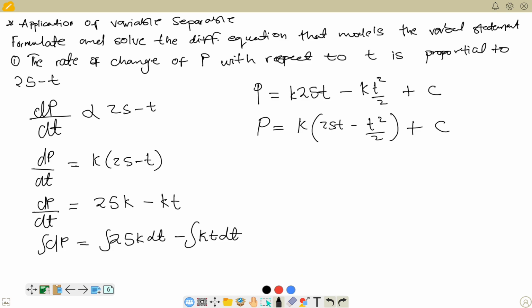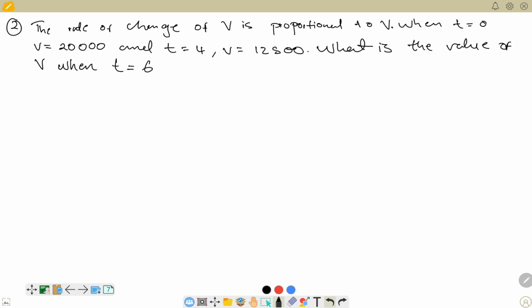So let's look at the last problem on application, and then we'll be concluding our lesson. The rate of change of v is proportional to v. When t is 0, v is 20,000. And when t is 4, v is 12,500. What is the value of v when t is 6?